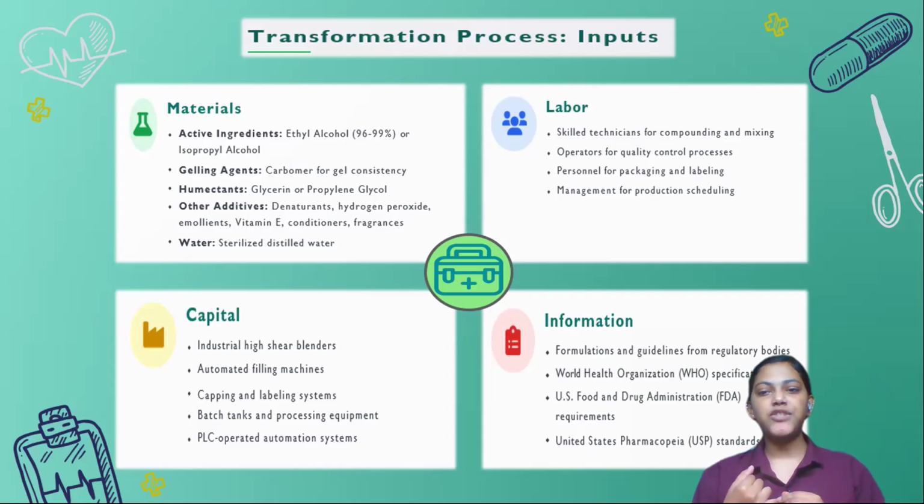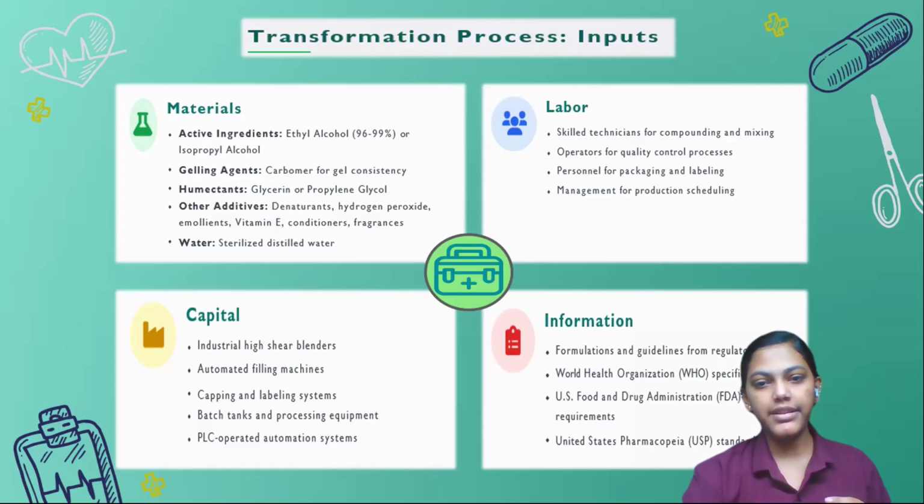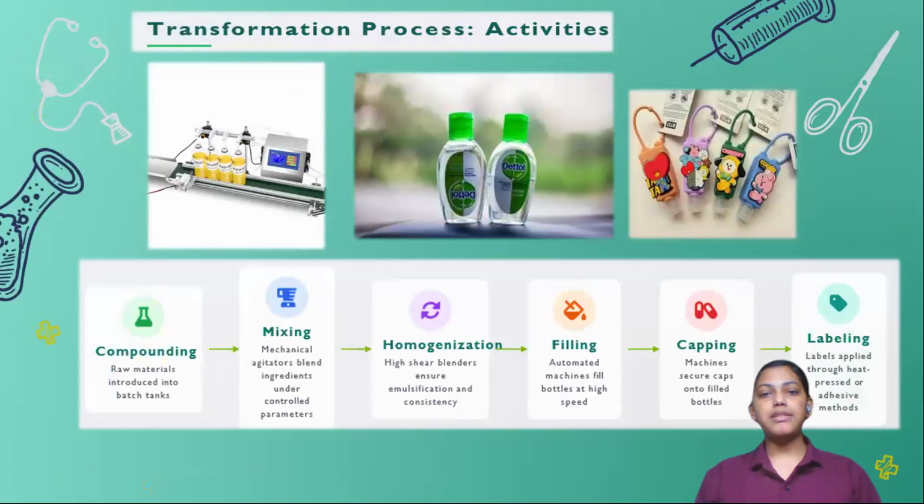Labor like skilled technicians for compounding and mixing, operators for quality control process, personnel for packaging and labeling, and management for production scheduling is also important. Capital like industrial high-shear blenders, automatic filling machines, capping and labeling systems, batch tanks, and PLC-operated automated systems are necessary. Information systems like formulation and guidelines from regulatory bodies like World Health Organization, US Food and Drug Administration, United States Pharmacopoeia standards are necessary.